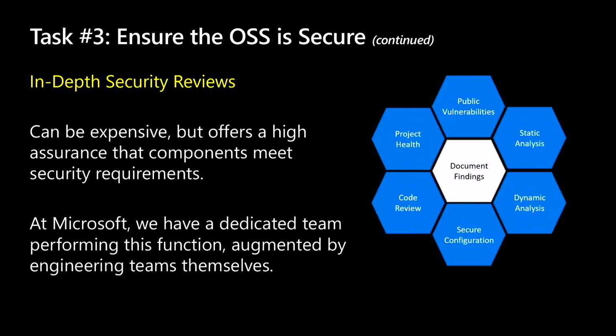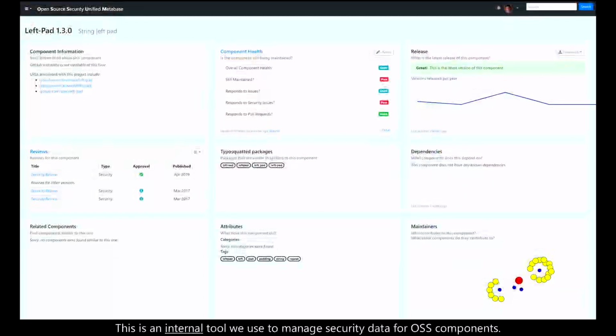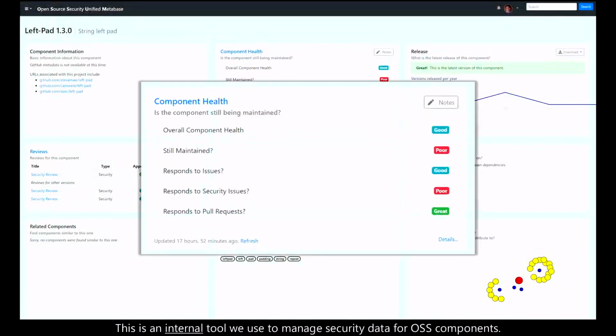effectively a report. Obviously, public vulnerabilities make their way into this, but then we do static analysis on everything, and it's high quality static analysis, so you're not wading through 50,000 false positives to find the one gem. We've kind of tuned it to just find the things we're really looking for. So we have a dedicated team doing this for Microsoft. We have a system that we kind of throw this stuff into, and so component health, we score it on a bunch of different areas.